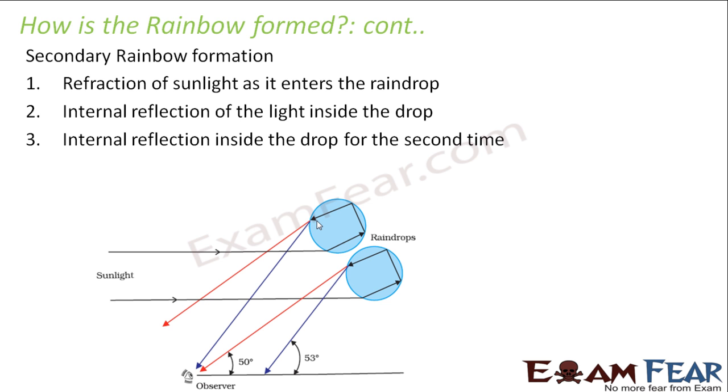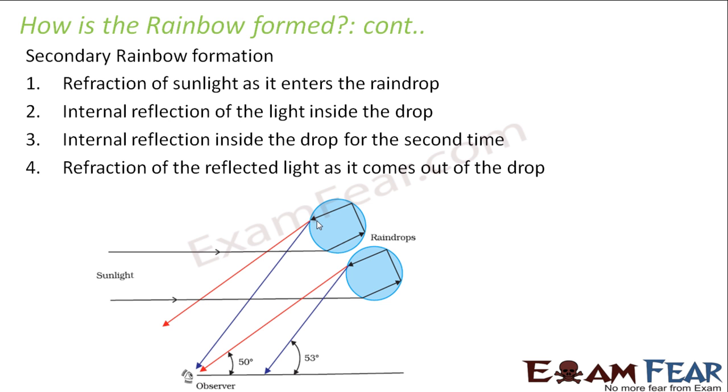So it is something like somewhere internal reflection will take place only once, somewhere internal reflection will take place twice. But however, the rainbow which you see will remain the same. There is no difference in the view of a primary rainbow and a secondary rainbow. It is just that since in the formation of a secondary rainbow, the internal reflection inside the raindrop takes place twice, it is known as a secondary rainbow.